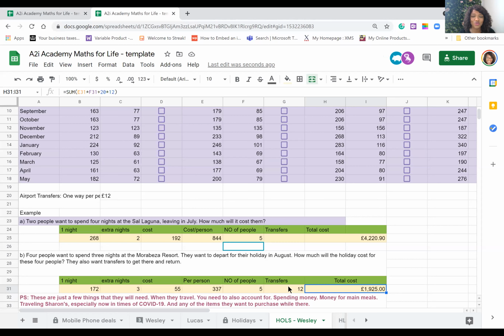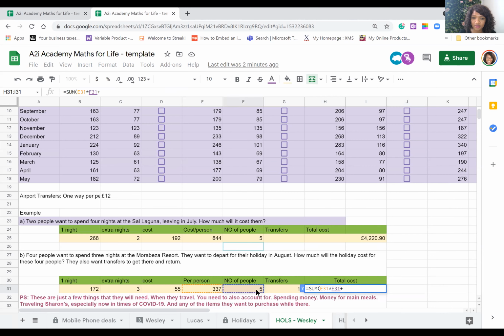Yeah? 20. So then you have to add absolutely everything. So we have the total cost per person, times by 5. So we'll do it from the beginning, okay? Equals total cost per person, which is 337, plus, let me see the sum. So if I don't write the sum, it won't do anything. Sum, and then 337 plus times by 5 plus the transfers.